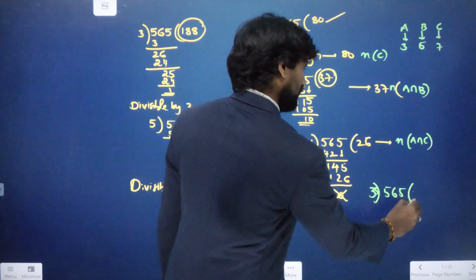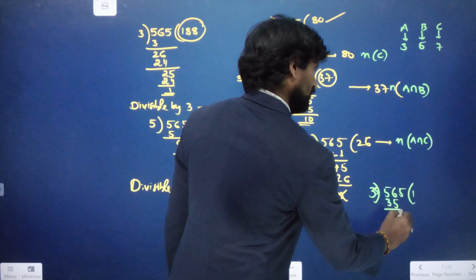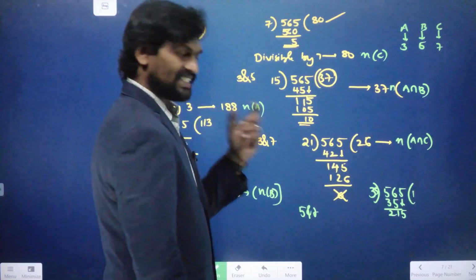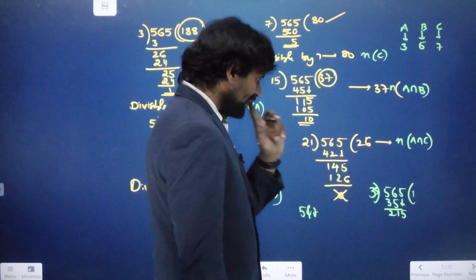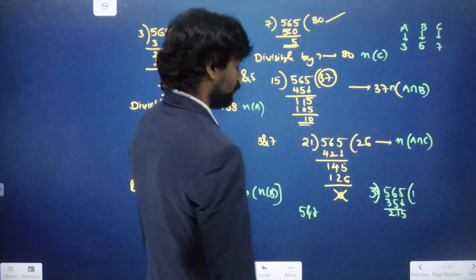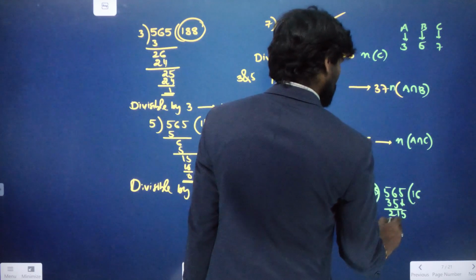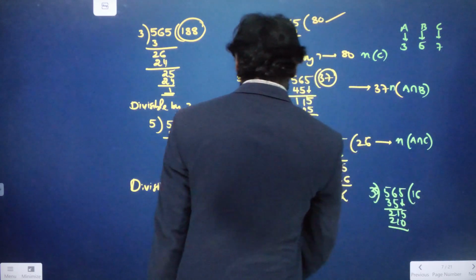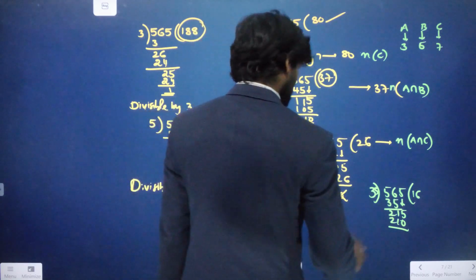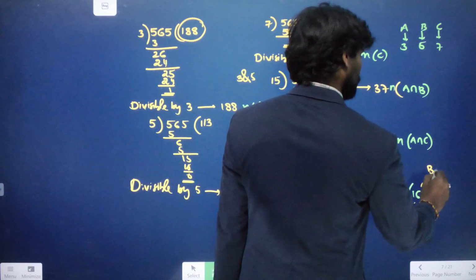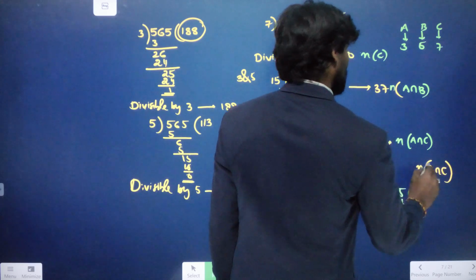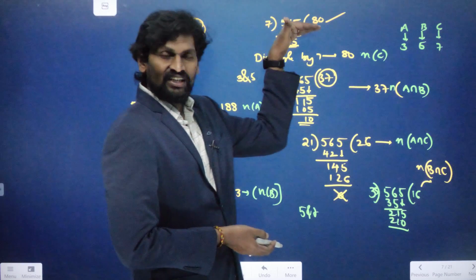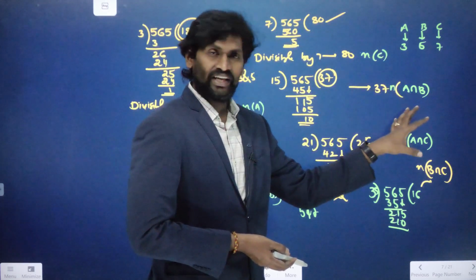35 ones are 35. Here 21 will be. So nearly 6 times 30 is 180. 180 plus 6 5s are 30, that is 210. So this is B intersection C, which is 16. So we have n of A, n of B, n of C, n of A intersection B, A intersection C, and B intersection C.